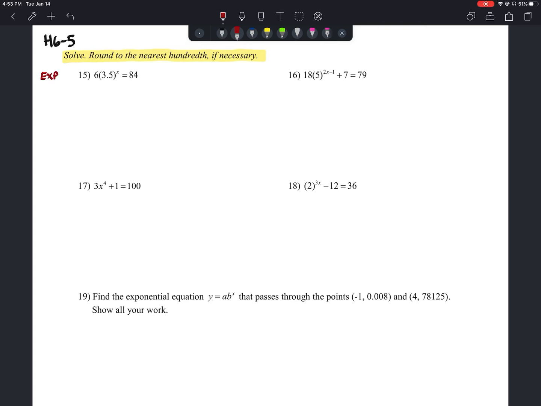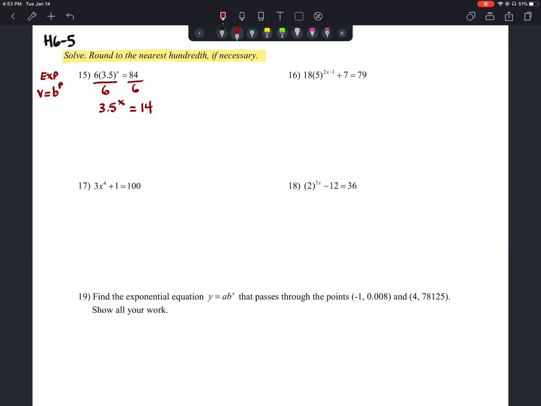So remember, with these kinds of equations, our goal here is to get it to where we've got a value equal to the base raised to a power there. So our 6 that's out in front here has got to go bye-bye. So we're going to divide each side by 6. So right now we've got 3.5 to the power of x is going to equal, let's just see, was that 14, I think?